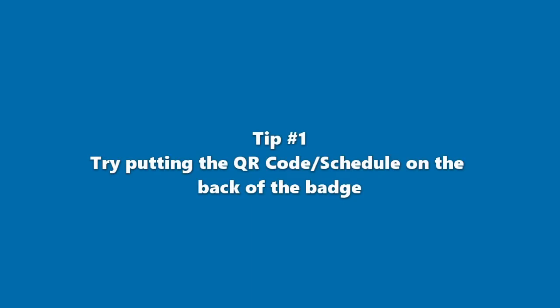And to finish off this video, I'd like to leave you guys with a few tips. Tip number 1. Try putting the QR code or the schedule on the back of the badge. This allows you to have more room on the front of the badge for a neat design, and your attendees will have an easy place to see their sessions.